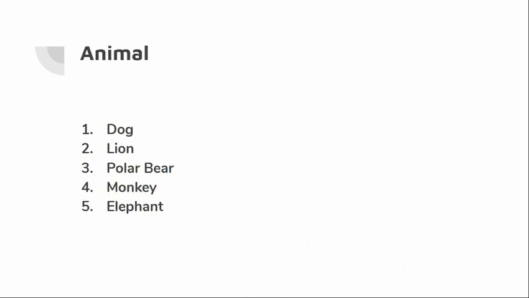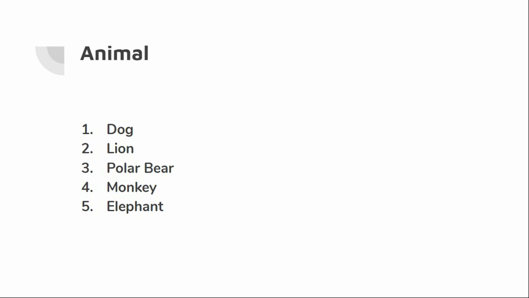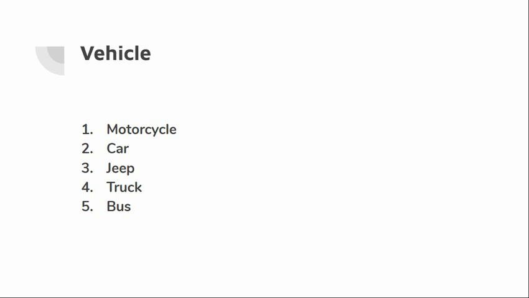Another example is Animal. Animal could be a class with almost the same features. Animals and humans are two different classes. Animal objects could be dog, lion, polar bear, monkey, and elephant. Another example could be Vehicle. Vehicle is another class, different from the Animal class. Do you know why? Because animals and humans can breathe, but vehicles are non-living things and can't breathe, but they are used to move from one place to another. Motorcycle, car, jeep, truck, and bus are examples.